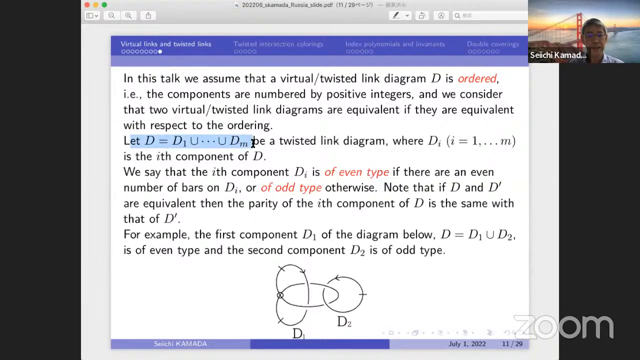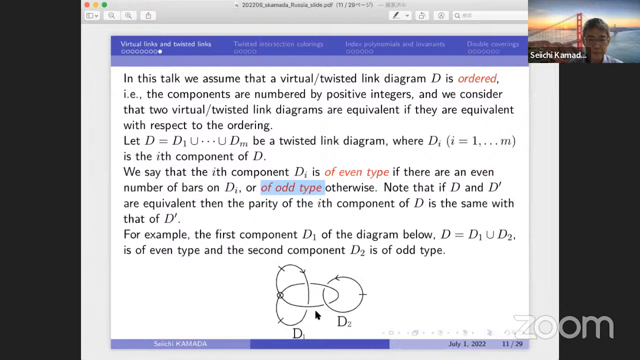Let D be a twisted link diagram where Di is the ith component of D. We say that the ith component Di is of even type if there are an even number of bars on Di. Otherwise, it is called of odd type.